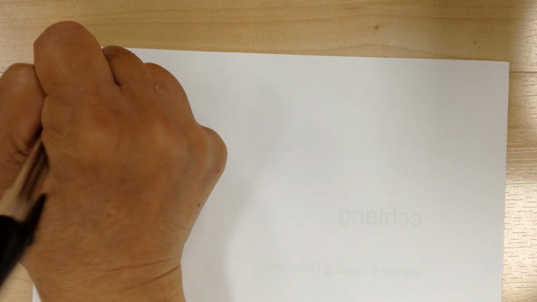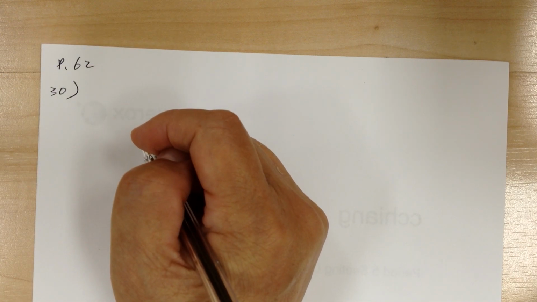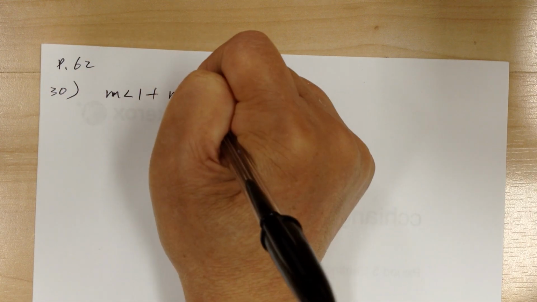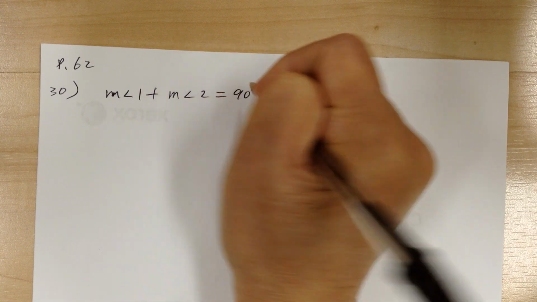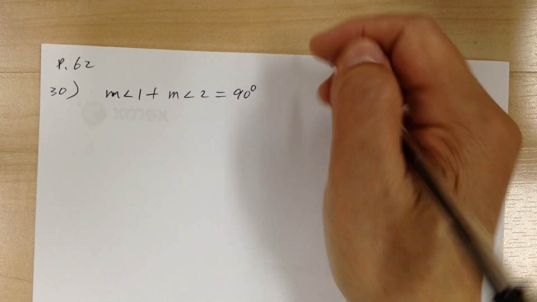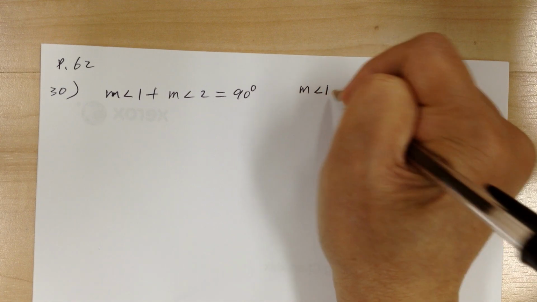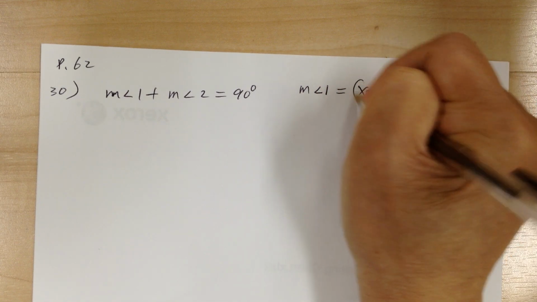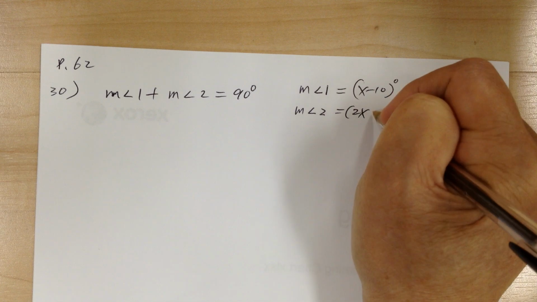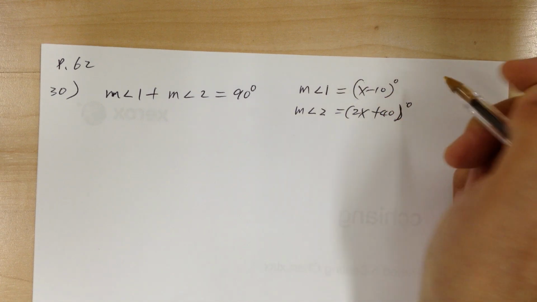Okay, let's go to the next one. It says angle 1 and angle 2 are complementary angles, so you have to write down the definition of complementary angles: equal to 90 degrees. Find the measure of the angles. You can write down all the givens. Measure of angle 1 equal to x minus 10 degrees. Measure of angle 2 equal to 2x plus 40 degrees.